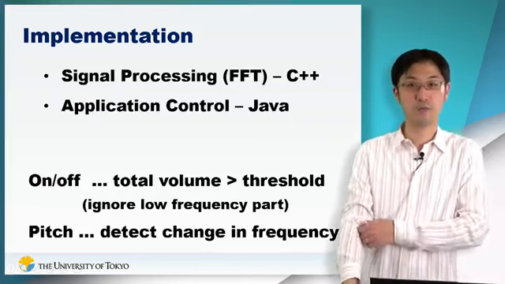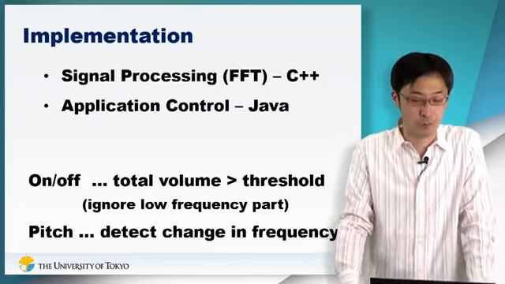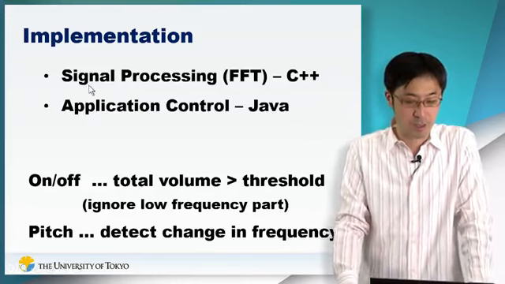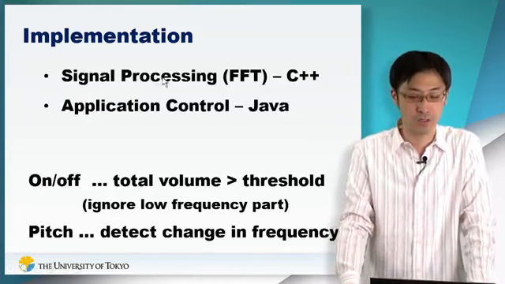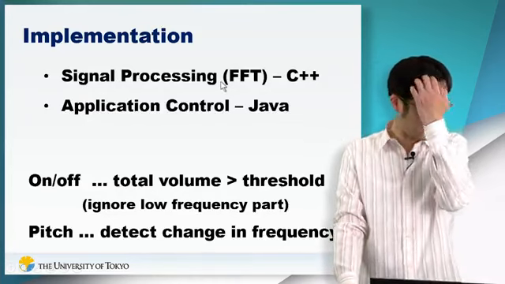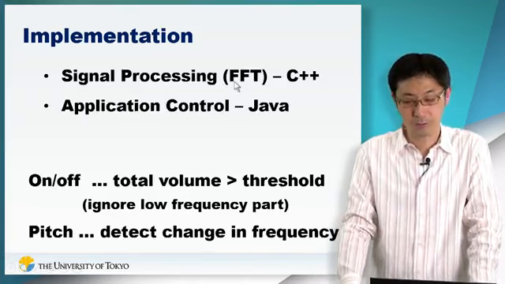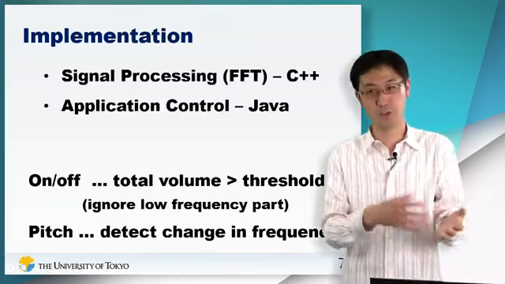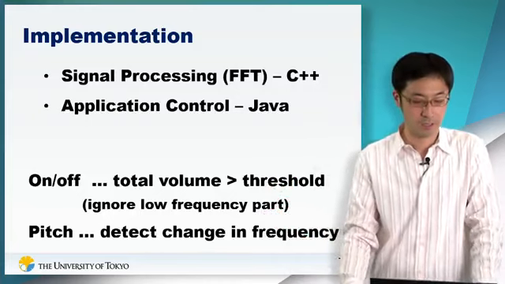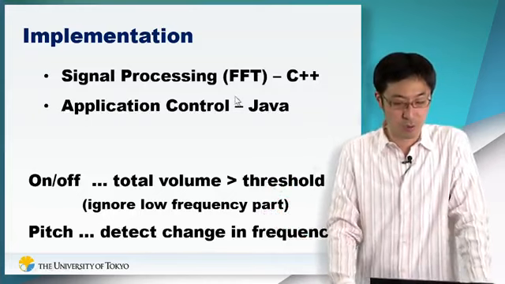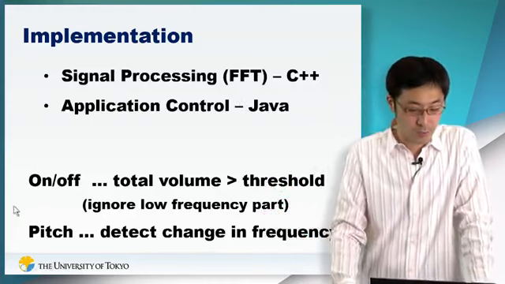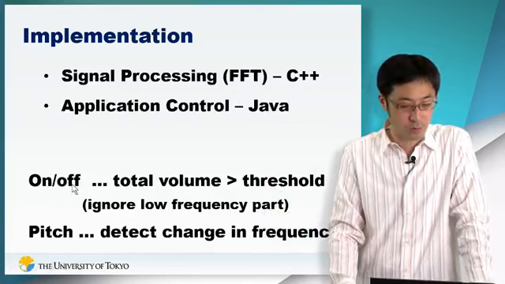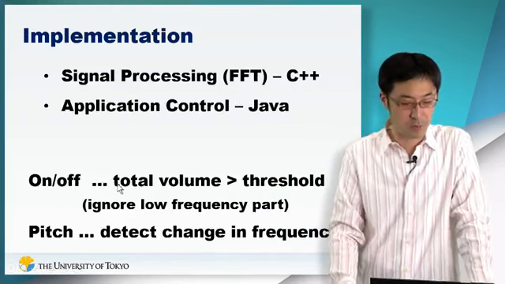So let me briefly describe the implementation of this kind of system. First, we use signal processing techniques, and we use an existing Fourier transform library. It transforms the input voice signal data into the frequency domain. And then the application control is implemented in Java. The first technique, on and off control, is a very naive implementation we use.